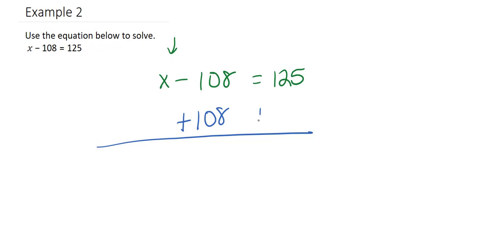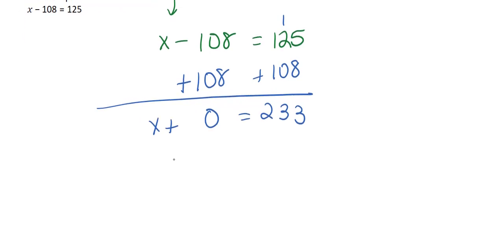So that just becomes 0 on that side. And then whatever we do to one side of the equation, we have to do to the other. So minus 108 plus 108 equals 0. Now we have 125 plus 108. Well, 5 plus 8 is 13. 1 plus 2, 3. 1 plus 1 is 2. Now, remember, you can also get out your calculator, but this was a simple thing, so it felt really easy just to do it right there. So what do we get? Well, we get x is equal to 233.